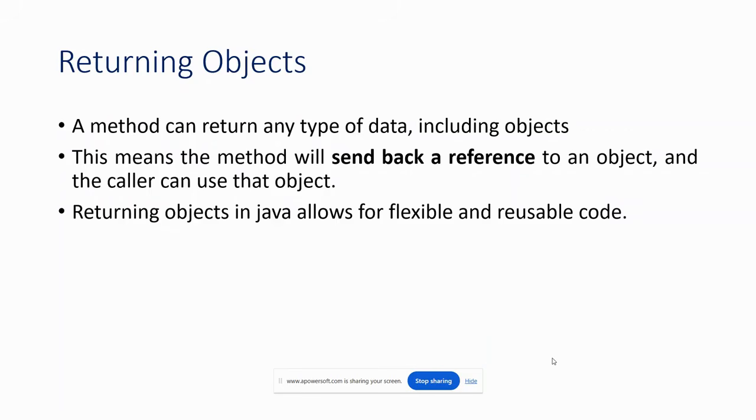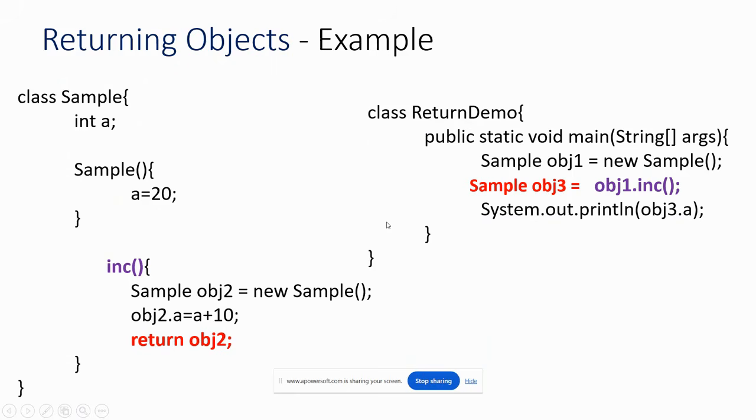Hello all, the next continuation of this would be returning an object. So we can return any primitive data types. So similarly, we can return objects also. A method can return any type of data including objects. This means that the method will send back a reference to an object and the caller can then use that object. So returning an object in Java allows for flexible and reusable code.